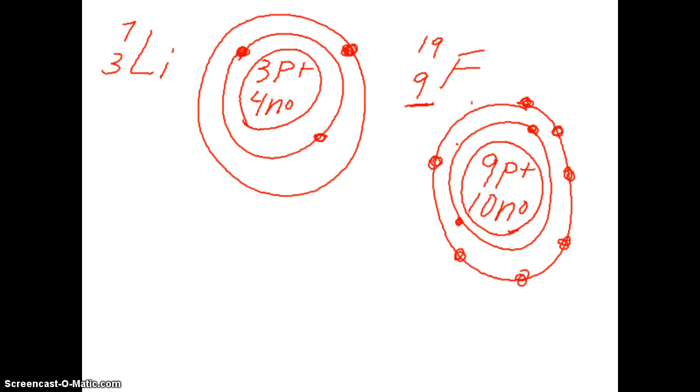Now let's go to another screen, and we're going to try probably the biggest one we would be doing in the test. We'll do chlorine. Its numbers are 35 and 17 on the periodic table. So we put 17 protons, subtract to get 18 neutrons.